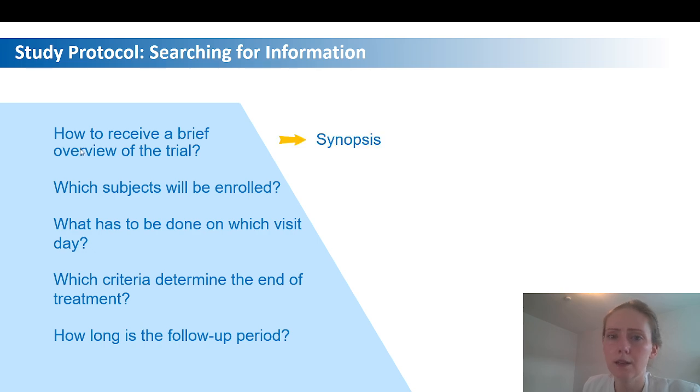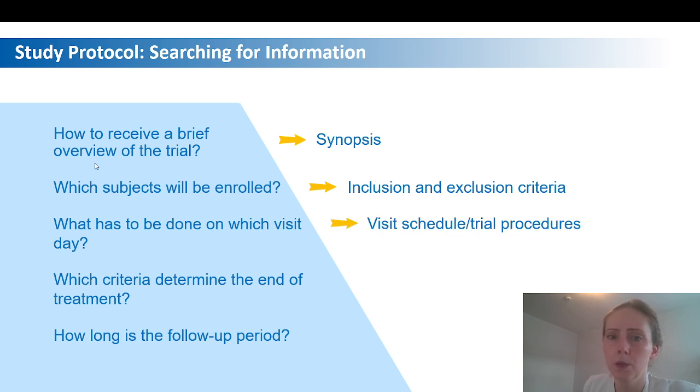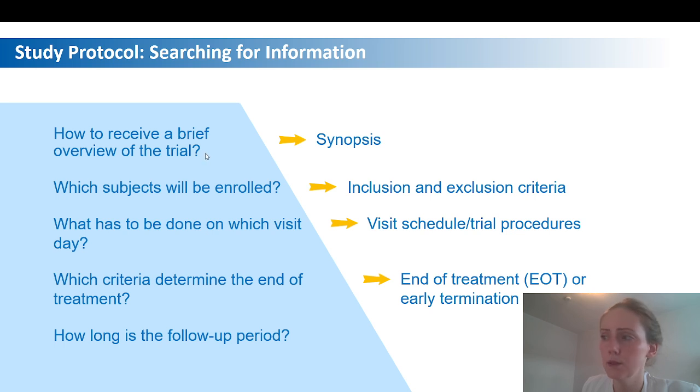If you would like to get a quick overview of the trial, the synopsis is very helpful. Details on who will or can participate in the trial can be found under in- and excluding criteria, while details on the content of the trial, so what will be done during the visits, can be found in the visit schedule and the trial's procedures. Details on when to stop the treatment or the follow-up period can be found under end of treatment or early termination, and under the visit schedule and trial procedures, respectively.